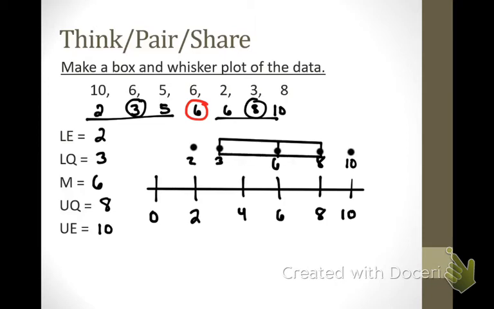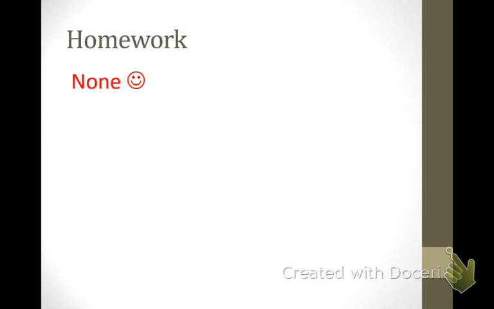Okay, what comes off the box? A line. A whisker. Okay, the whiskers represent how much of the data? 25%, and the box represents how much? 50%. Very good. Okay, so that is the idea of box and whisker plots.